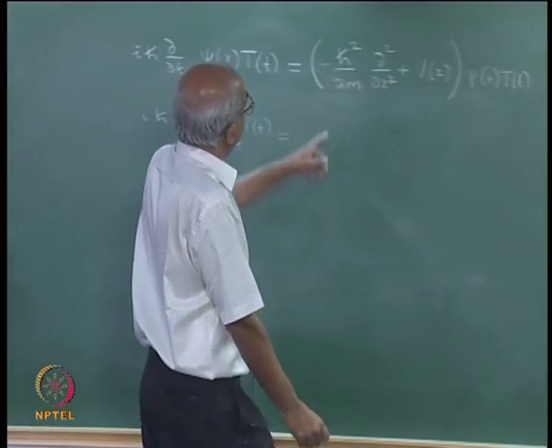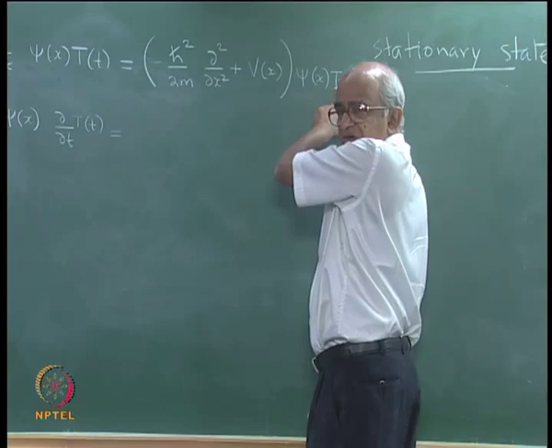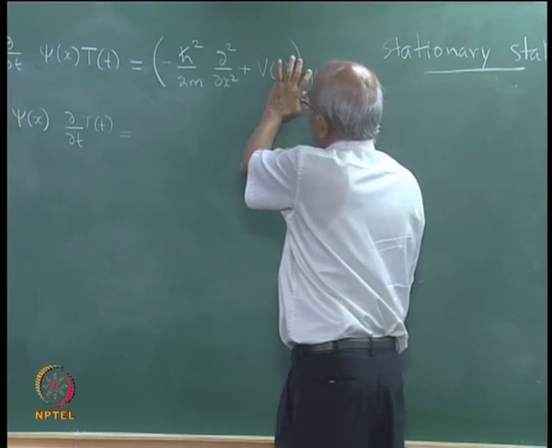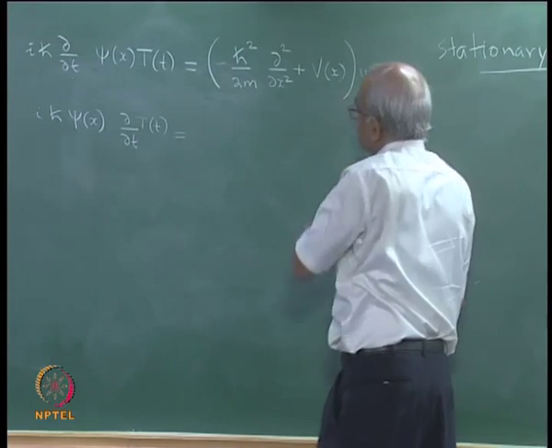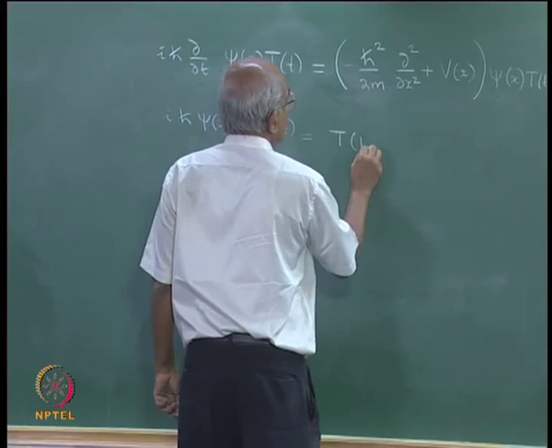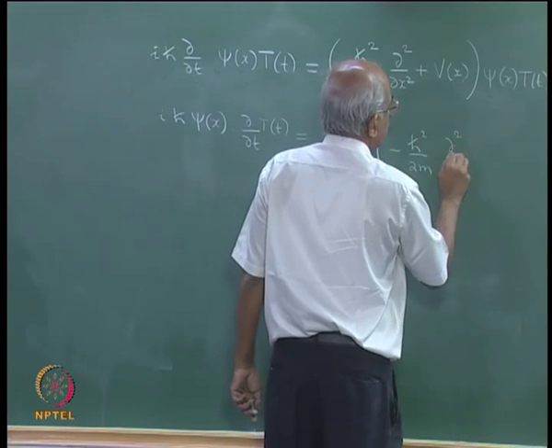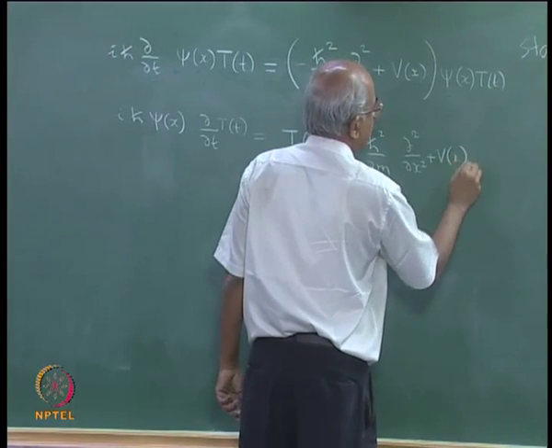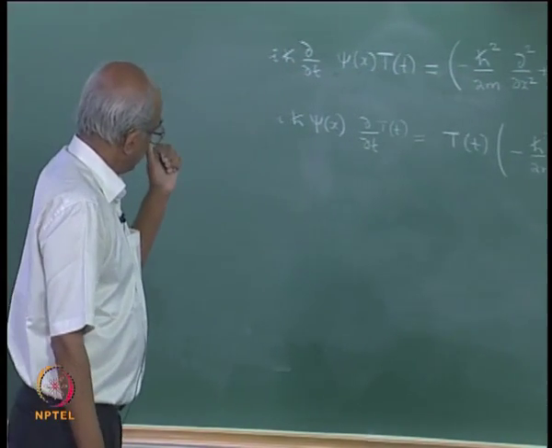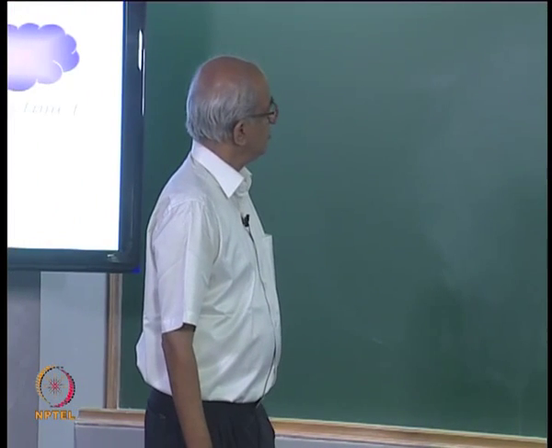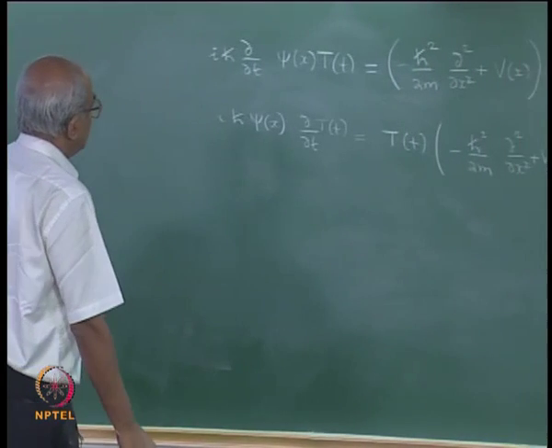the right hand side. On the right hand side, you have partial differentiation with respect to x. So, this is going to affect only psi, it is not going to affect capital T. So, this capital T is completely unaffected by whatever is there in this operator, because there is no time anywhere in this operator. So, you can take this capital T of t outside, and then you will have minus h cross square by 2m ∂²/∂x² plus V of x operating upon psi of x. Okay. Now, I am going to rewrite this in the next step.